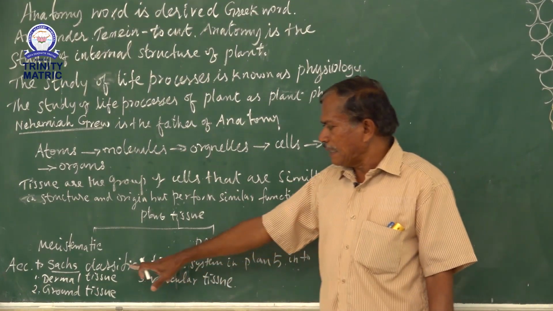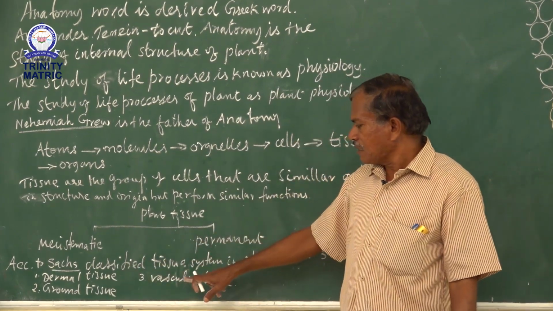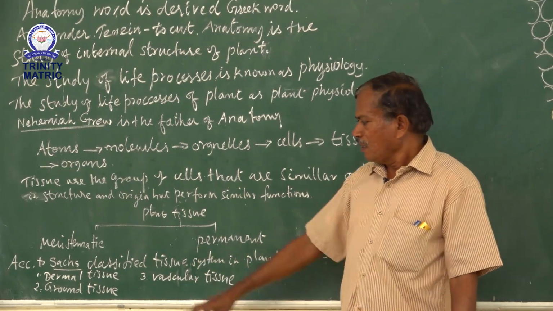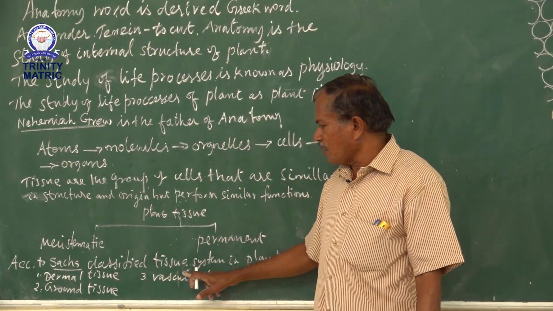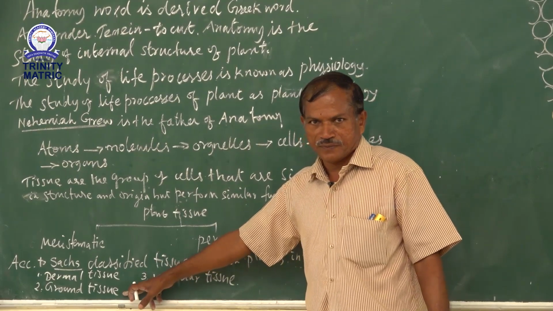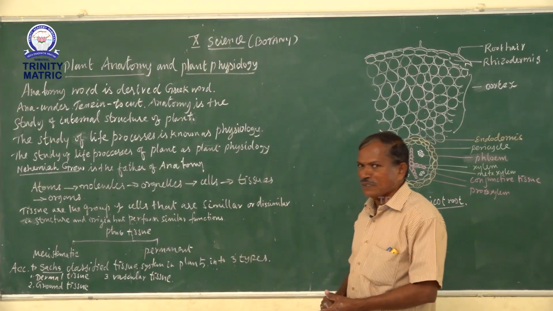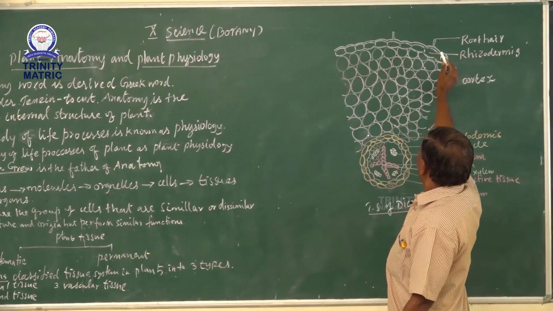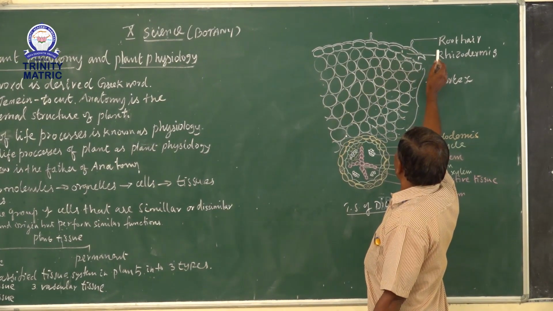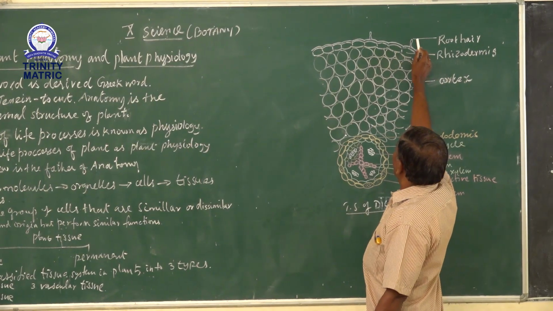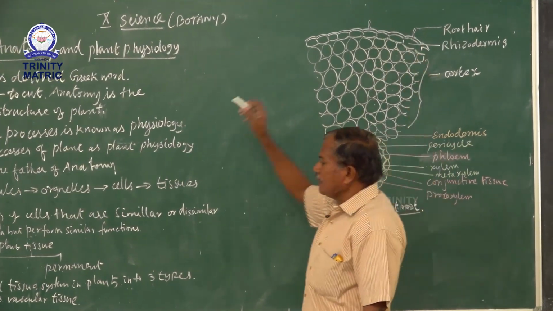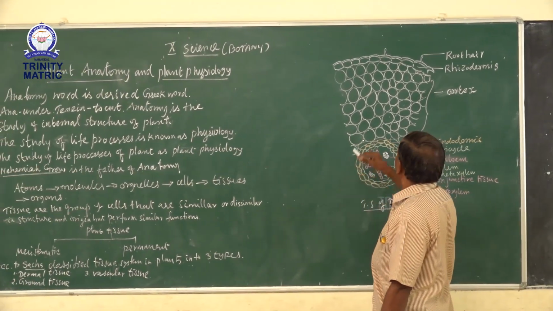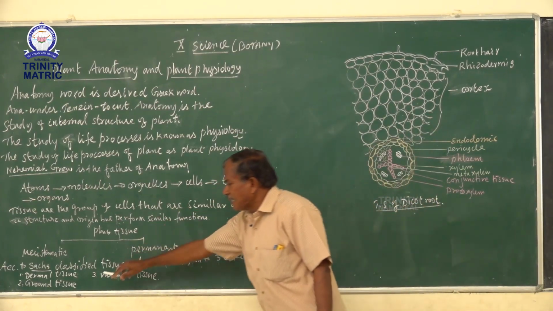One is dermal tissue, ground tissue and vascular tissue. Dermal tissue, vascular tissue, ground tissue. So derm means skin. Look at this picture. This rhizodermis and root hair constitute the dermal tissue. And then what is meant by ground tissue?